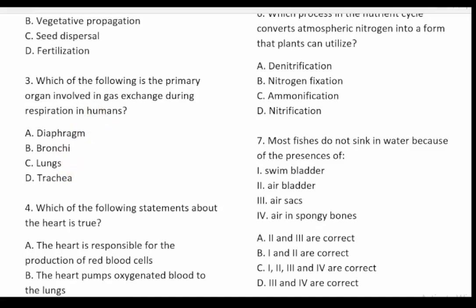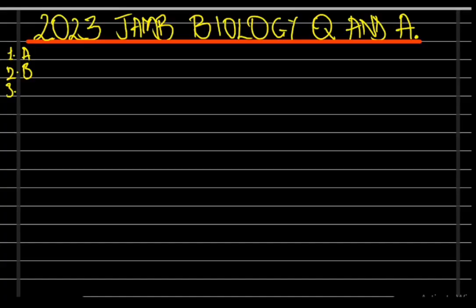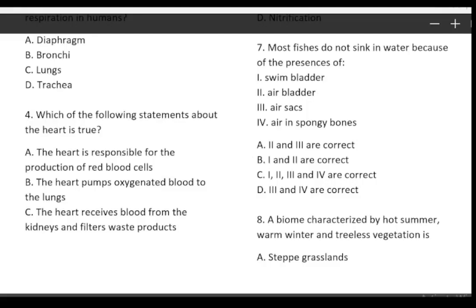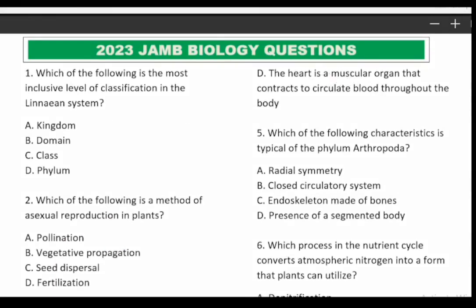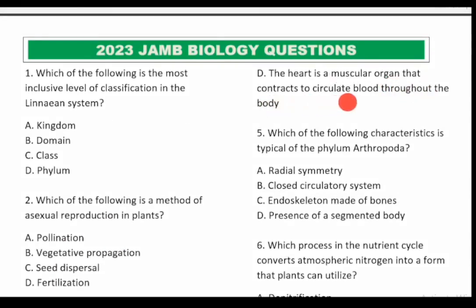So that is option C. Option C is our answer to question 3. And then question 4. Which of the following statements about the heart is true? A. The heart is responsible for the production of red blood cells. B. The heart pumps oxygenated blood to the lungs. C. The heart receives blood from the kidneys and filters waste products. D. The heart is a muscular organ that contracts to circulate blood throughout the body.